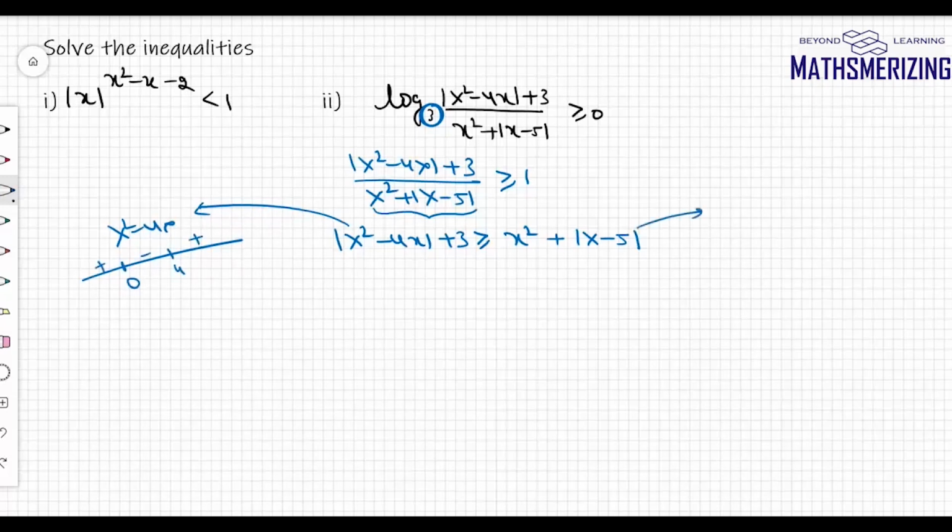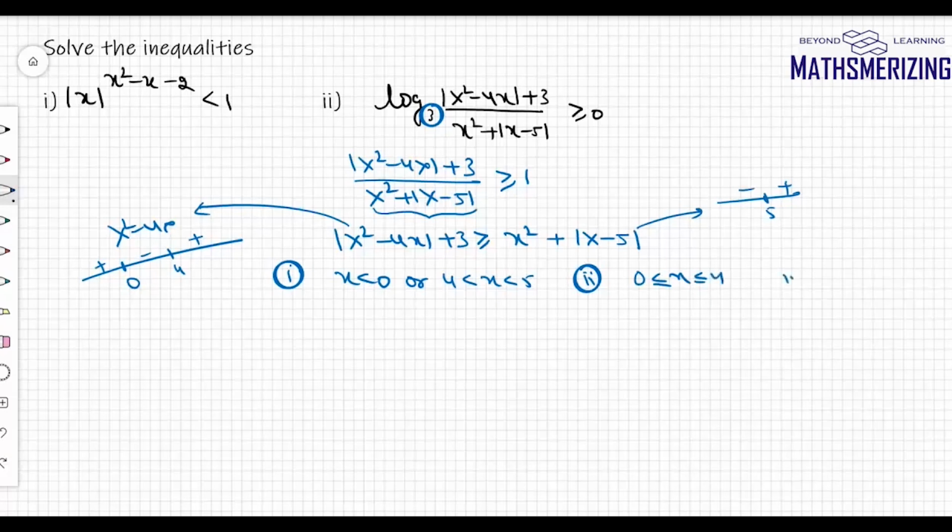And for this one, definition changes at 5, plus and minus. So I need to take three separate cases. Case 1, when x is less than 0, or x lies between 4 and 5. Case 2, when x lies between 0 and 4. And case 3, when x is greater than or equal to 5.